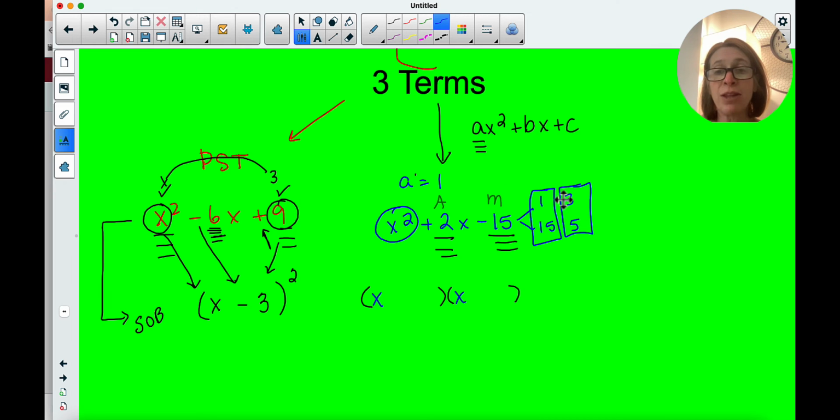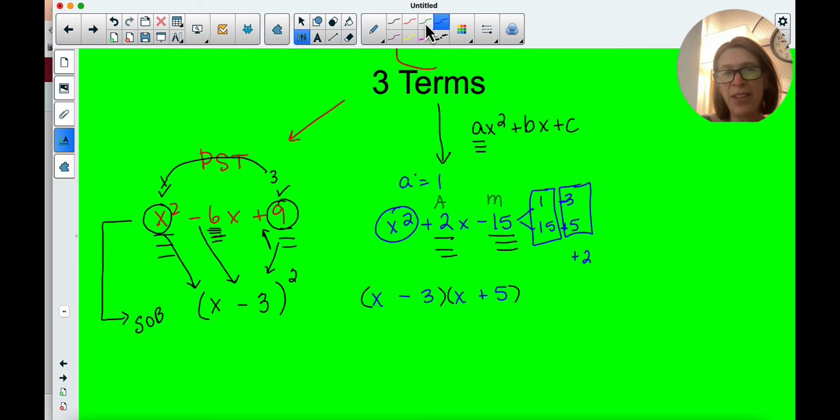Well, if I make the 3 negative and the 5 positive, and I add them together, I would get a positive 2. If I multiply them, I'd get a negative 15. So those are the factors I'm going to work with. So my factors would be x minus 3, x plus 5.